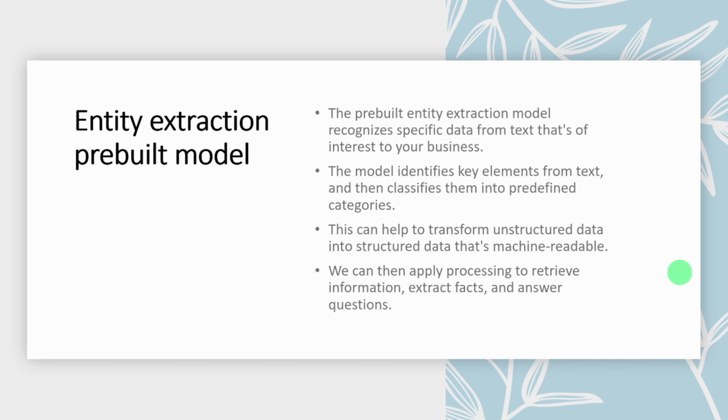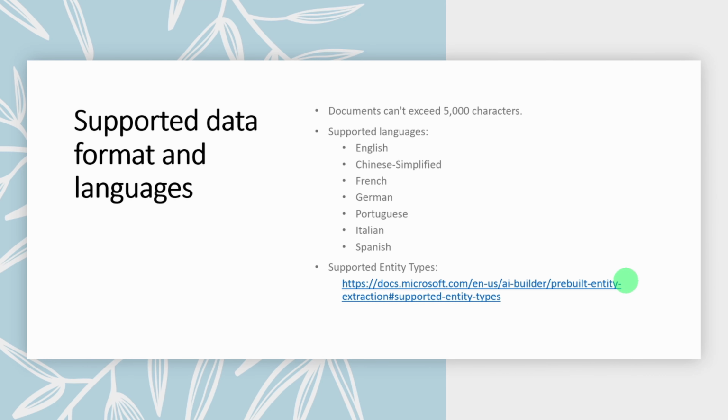Only specific entities are useful. Let's say from that unstructured data, you only want the employee name, email address, phone number, designation, or salary. You do not need anything else, and you want to convert your unstructured data to structured data. At that time, this pre-built entity extraction model is very useful. At this moment, it only supports up to 5000 characters, and it supports English, Chinese, French, German, Portuguese, Italian, and Spanish.